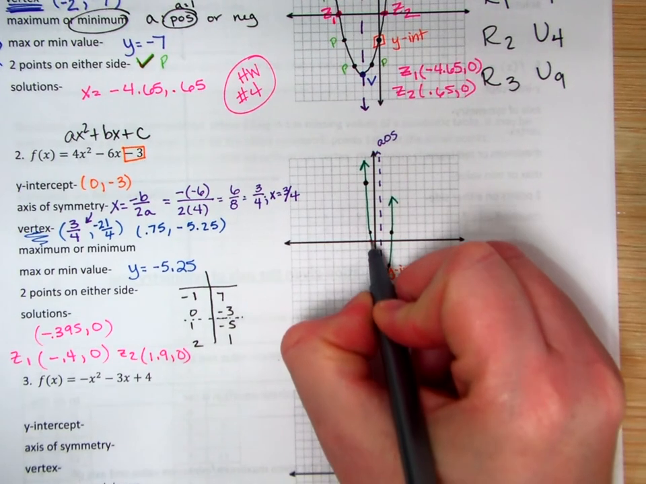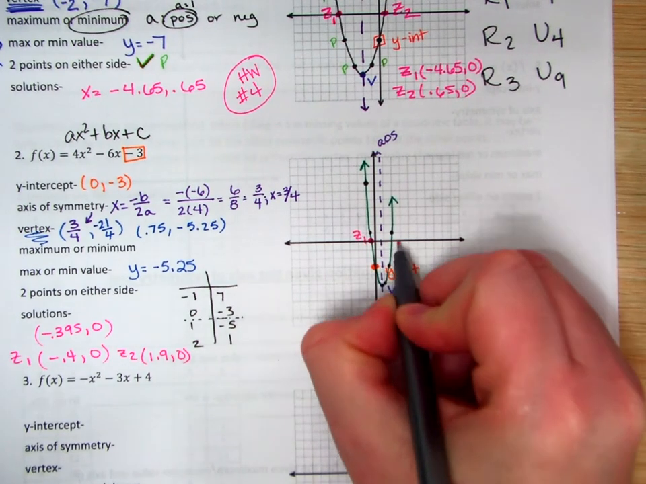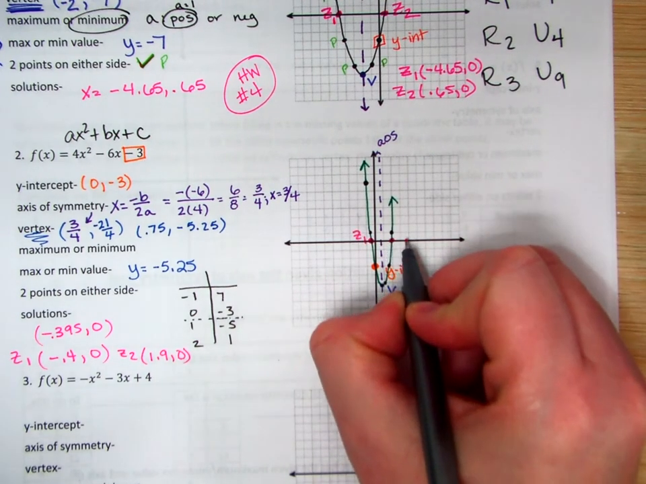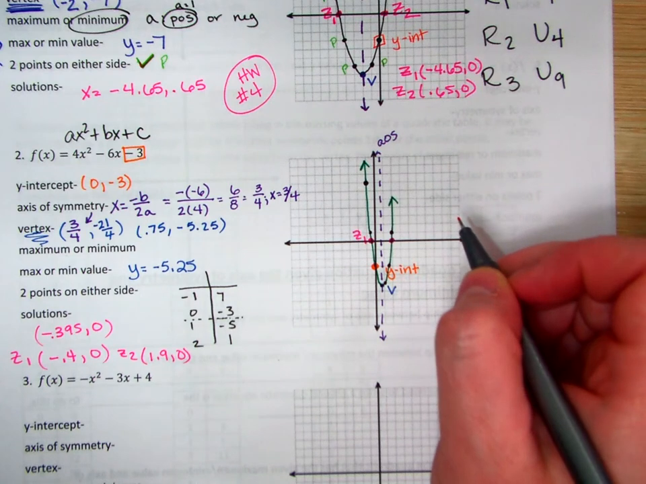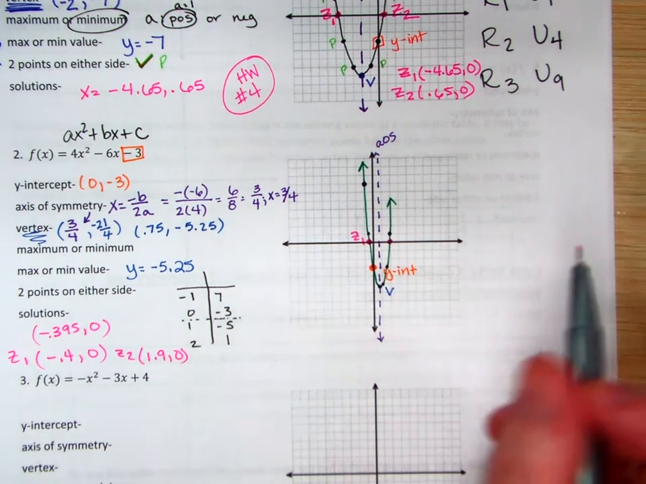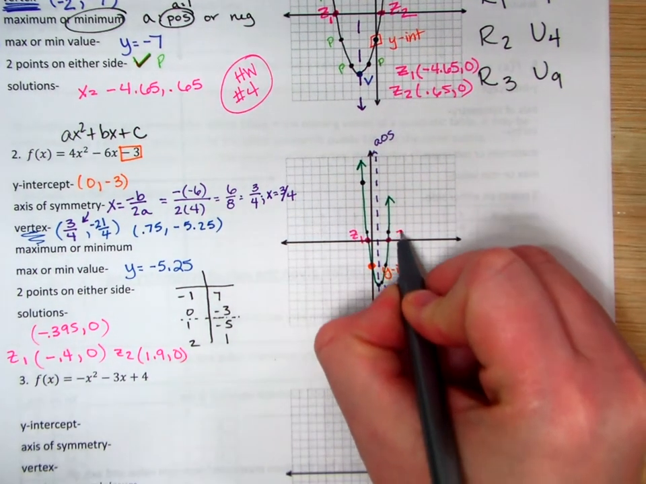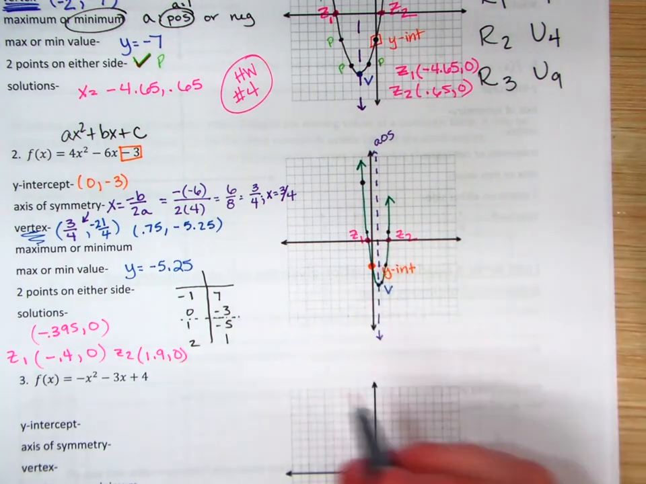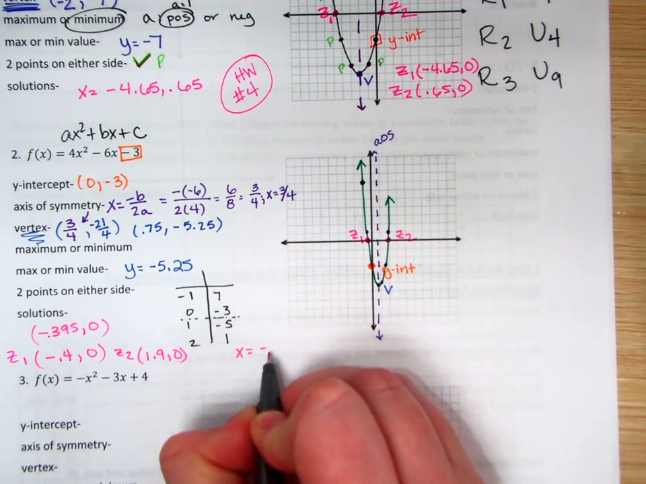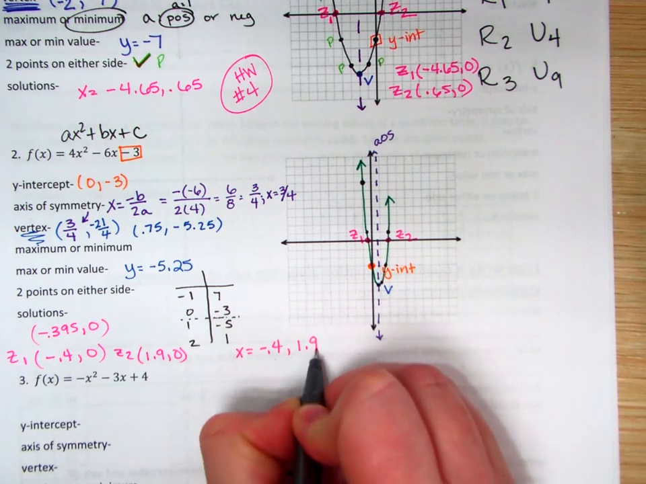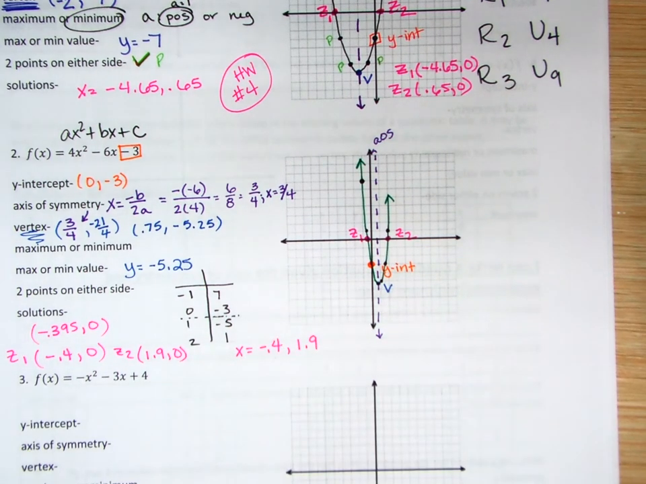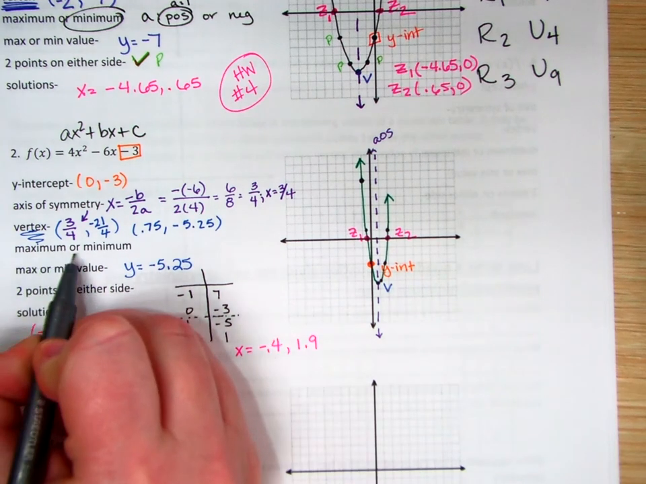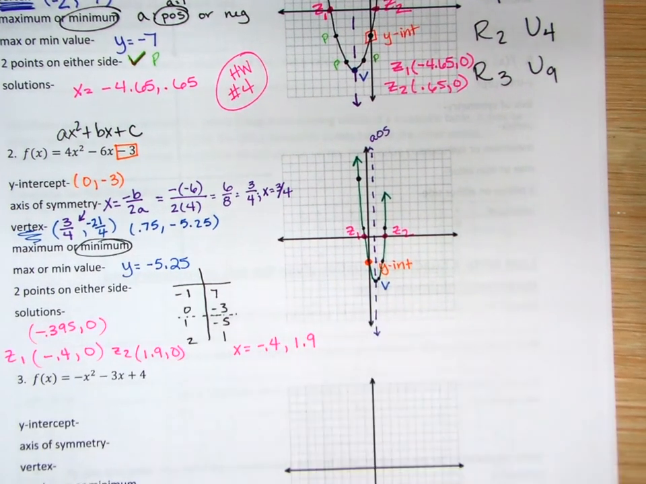So roughly I'm going to put a dot here and put a dot here. Oh, I graphed my (2, 1) wrong. No, I didn't. That's right. This is not your axis. And there's your points, and then your solutions would be x equals -0.4, 1.9. Now, I haven't done this yet, but is it a max or a min? It's a minimum because it's down here on the bottom.